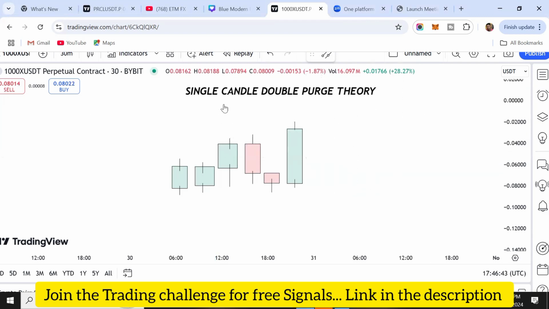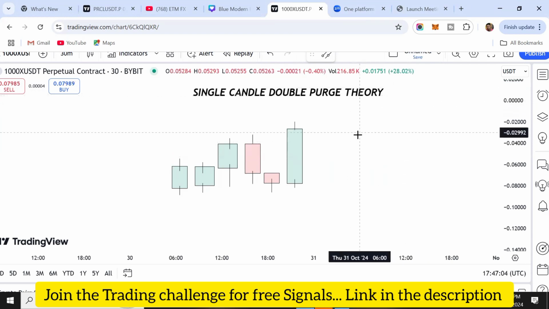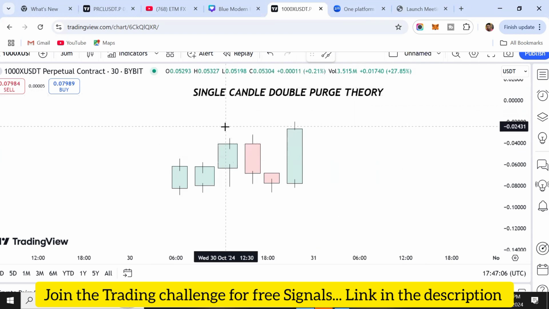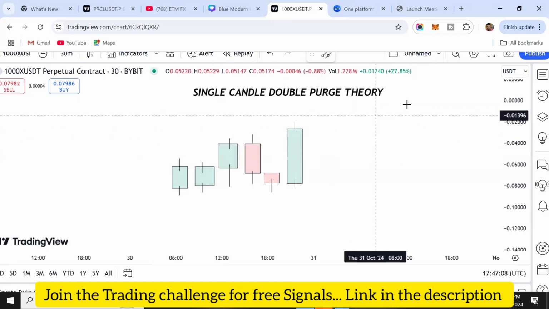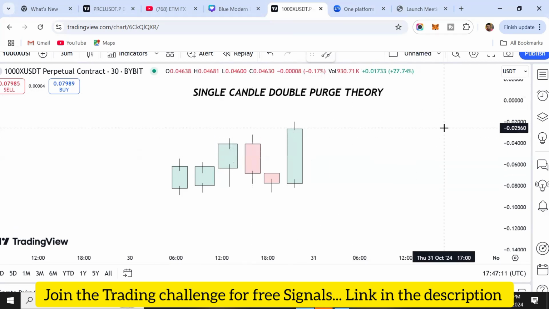Now, what does the double purge theory say? It simply says and connotes that for price to move, both participants must be taken out, buyers and sellers. Now, I've backtested this strategy over time, and I can tell you for a fact that one of the very easiest ways to trade this is using the single candle theory.